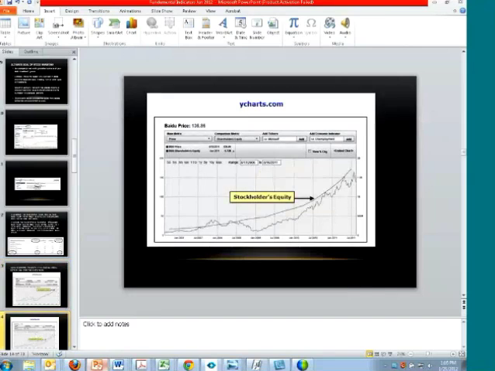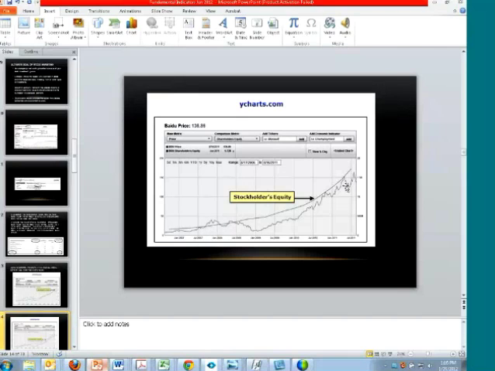Here's another example of stockholders' equity. This is for Baidu, and again, this line represents the growth in stockholders' equity. You can see again a very consistent, strong growth in stockholders' equity, and then this is the stock price.